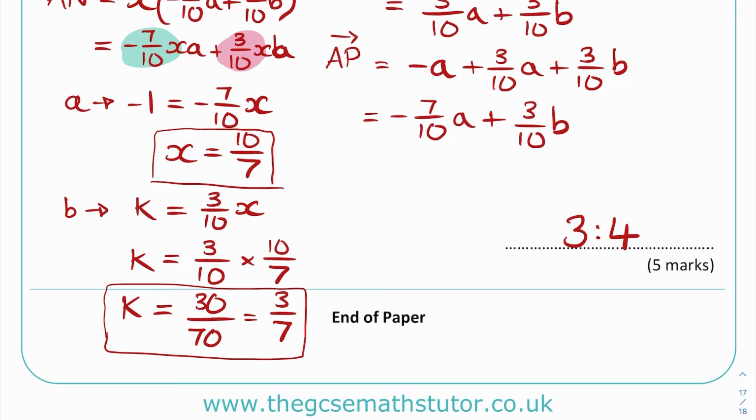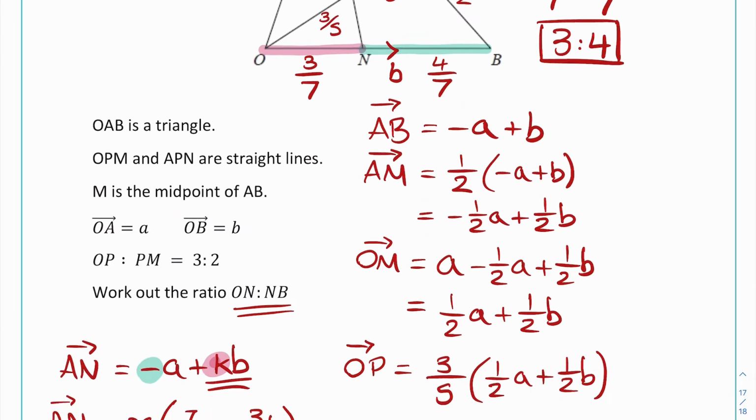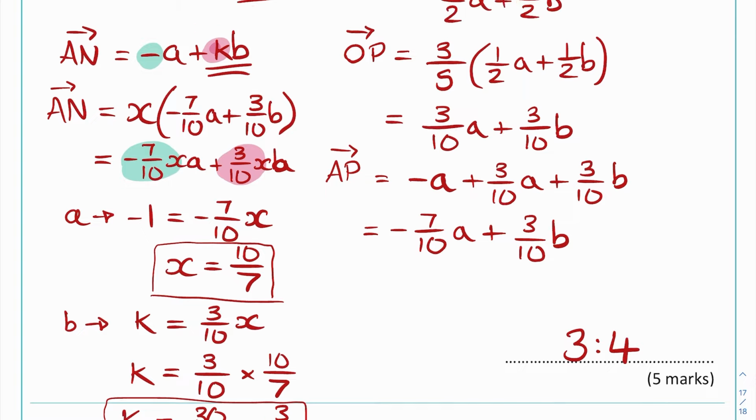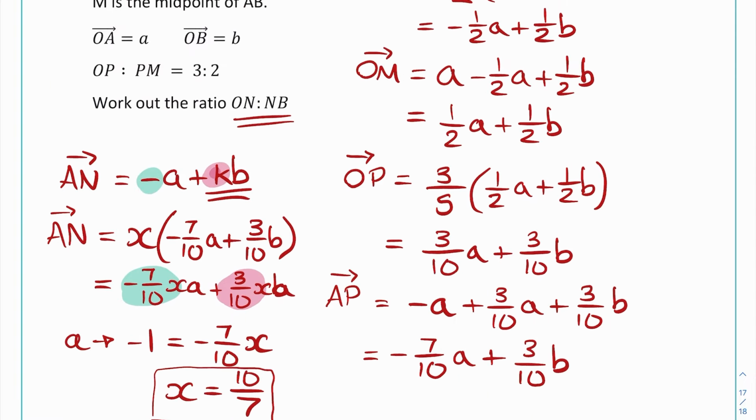So there we go. Hopefully you found that useful and helpful. You may need to go through this question a couple of times because that is one of the really difficult vector questions that involves some ratios, and it involved 2 unknowns there. But there we go.